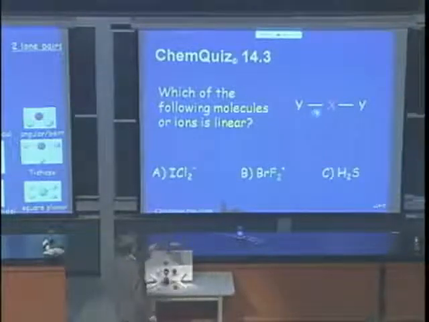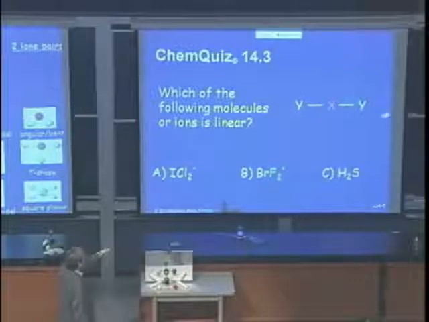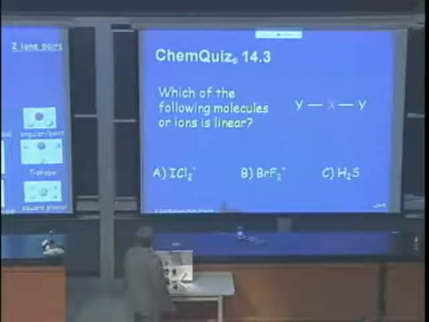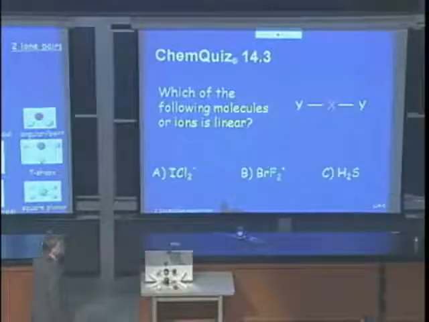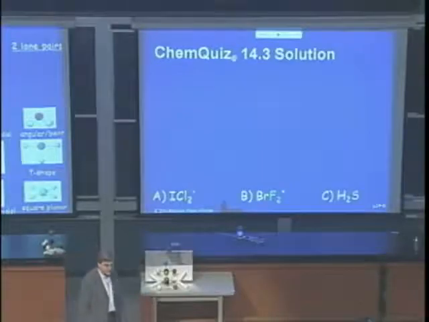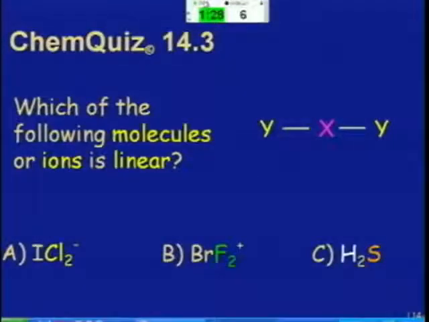We have a molecule where X is iodine, bromine, or sulfur. And this has 2 chlorines on there. This has 2 fluorines on there. This is Y. And this has 2 hydrogen on there. Which of the following molecules or ions are linear? This is a molecule. These are ions. Sorry. So think about it, same spiel, okay?